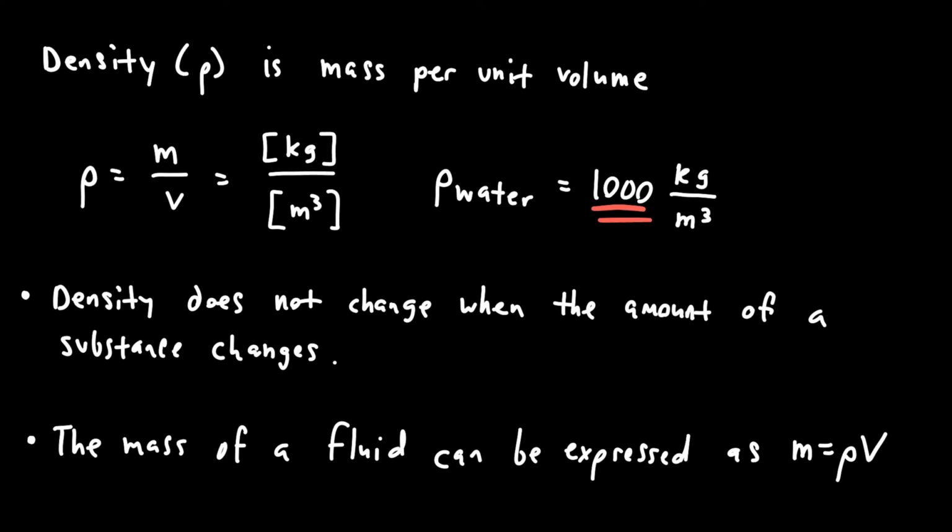One reason why density is important is because if I have a little bit of water or a lot of water, the density will be the same. So it's a property that's unique to each substance. It can be used to identify the substance, and when we're considering fluids, sometimes we have more or less amounts of fluid, and so it's important to have a property that doesn't change with amount like that. Also, it's important to recognize that the mass of a fluid could be expressed as its density times its volume.